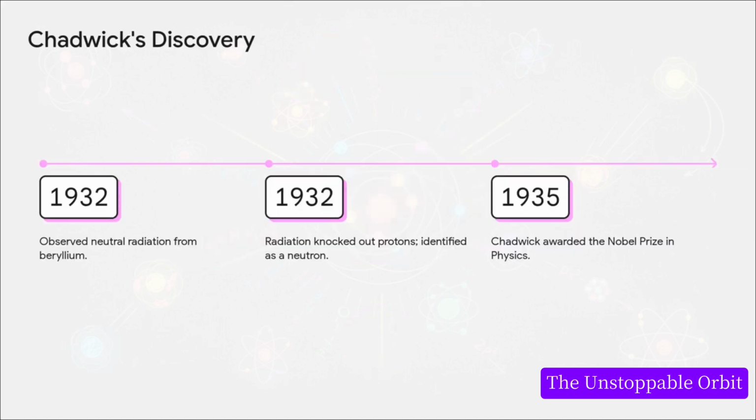Enter James Chadwick in 1932. He's bombarding beryllium with alpha particles and notices this really weird neutral radiation coming off it. And this stuff was actually strong enough to knock protons straight out of light nuclei like helium and nitrogen.